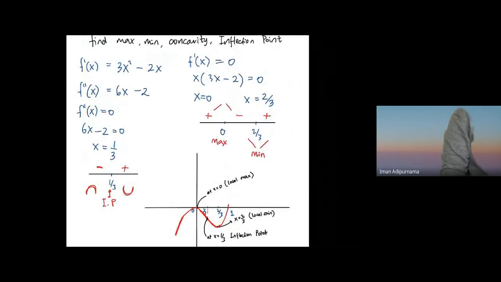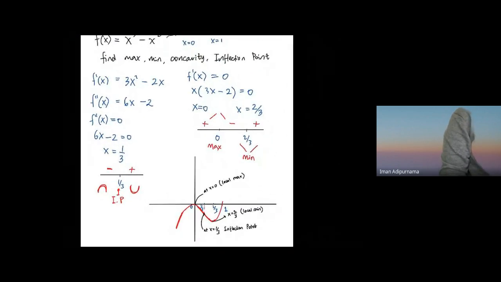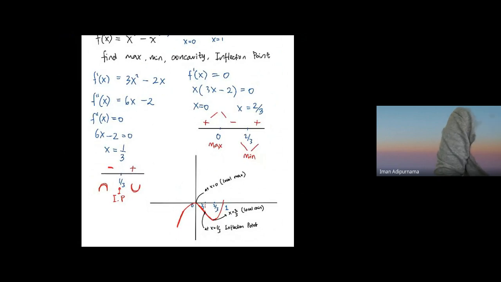I think this is just a simple example of how you look at the max value, min value, and connect all this with the inflection point and concavity. Okay, you can write that from this point here, this is the concavity for this interval. Its concavity is concave downward, or the concavity is negative, or f double prime is less than 0.